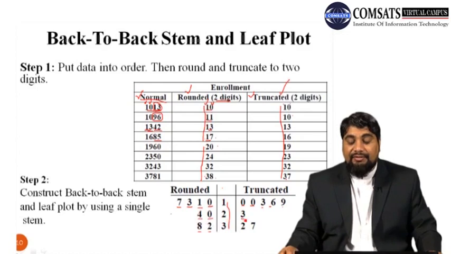And next 2 3, so 2 and 3, so there is only one leaf corresponding to this stem 2. Next 3 2, it means 3 is the stem and 2 is the leaf, so 3 2, and then 3 7, so 3 is the stem and 7 is the leaf. So this is how to construct the back-to-back stem and leaf plot. So we can use it to compare the rounded numbers with the truncated numbers.